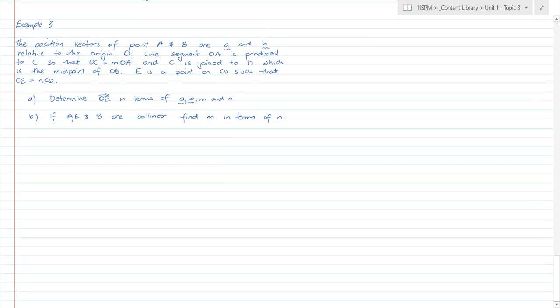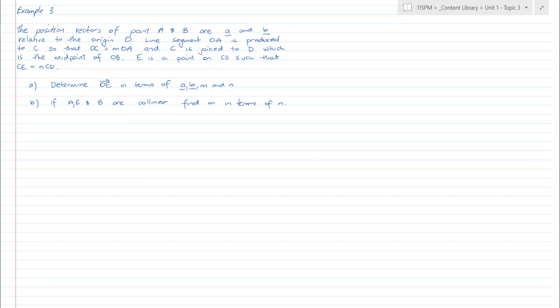This would be my approach to drawing a diagram. I'm just going to zoom out for a little bit. The position vectors of point A and B are A and B. So they're position vectors. That means that they come from an origin, O. And I'm going to put A out to here because it's the one that gets extended. And I'm going to put B out to here. So I'll call that B and I'll call that A. And so this is A and this is B. Then it says relative to origin O, so that helps anyway.